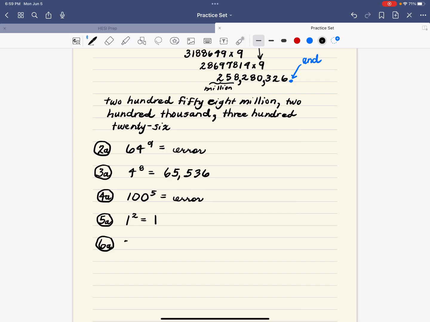6A, I have 2 to the 1, 2, 3, 4, 5, 6, 7th power. We can do this one. So all clear. 2, 2, 3, 4, 5, 6, 7 is 128.